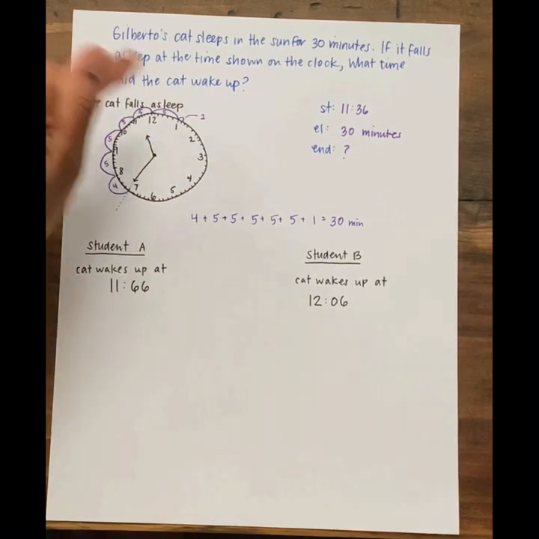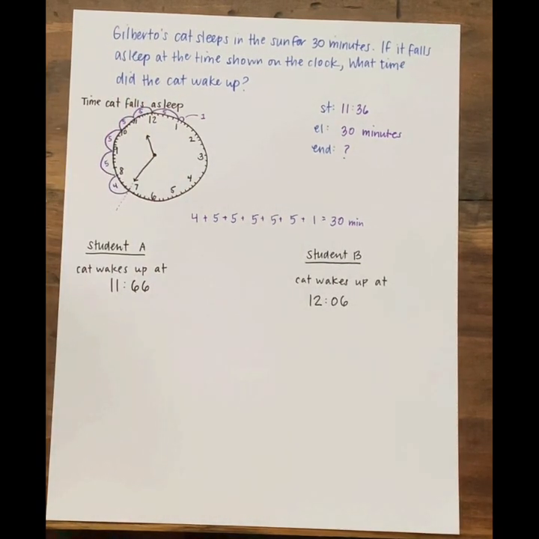Both friends showed accurate jumps on their clock to represent the amount of time that has passed. Take a look at the answer that student A and student B got for the time that Gilberto's cat wakes up. Who do you agree with? Say your answers out loud and be sure to explain why you agree with that student.